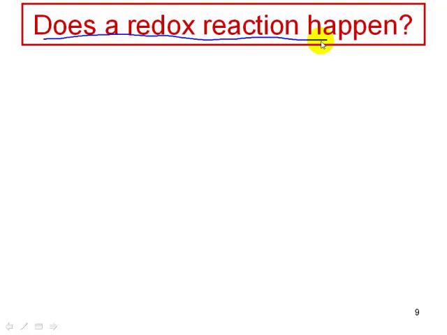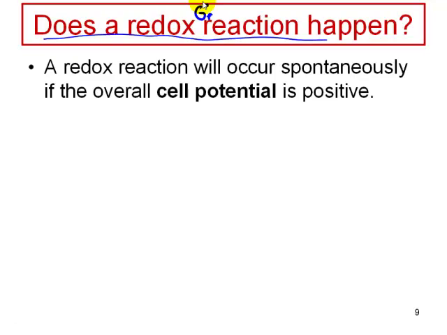Now, with redox reactions, we're not going to go through and look at my free energy of formation values and try to calculate it or anything like that. We're going to do this a different way. What you guys are going to look at is something called the cell potential. So a redox reaction, an oxidation-reduction reaction, is going to occur spontaneously if the overall cell potential for the process is positive.